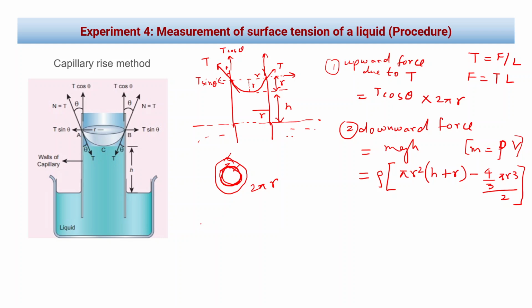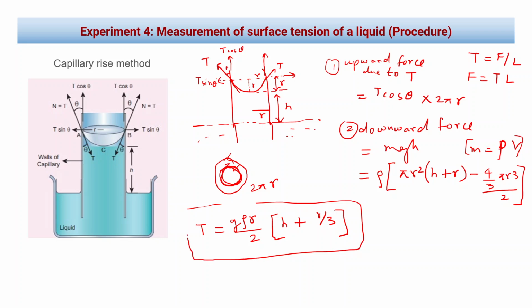So just arriving at the working formula, the surface tension value will be density times radius divided by 2, and here it's h plus r by 3. There is acceleration due to gravity as well. So this is the working formula for this experiment.